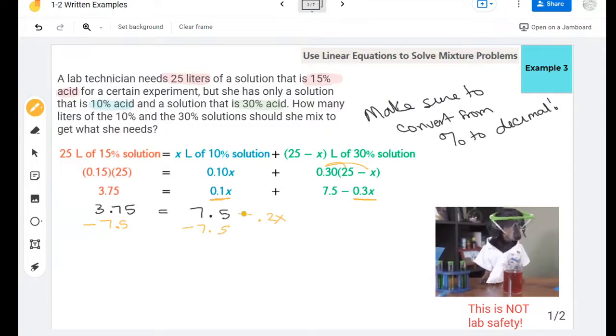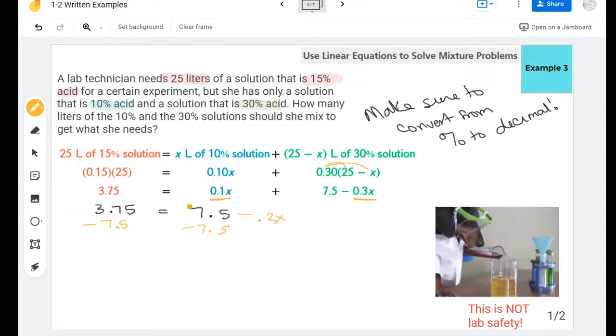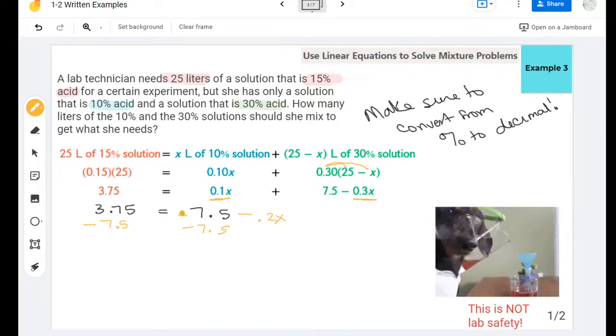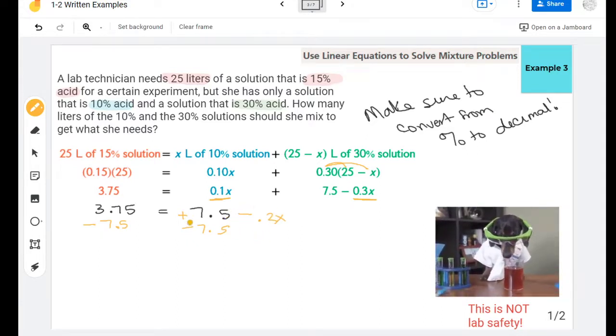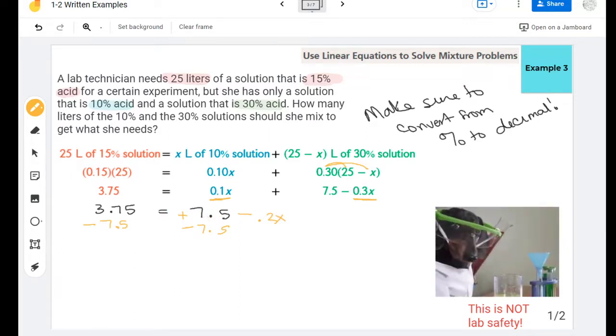Now you might say right here, but Miss C, there's subtraction here, so you should do addition. Do you see how the 7.5 is positive? This is like plus 7.5 minus 0.2x. And so that's why I'm subtracting, because the 7.5 is the positive value.